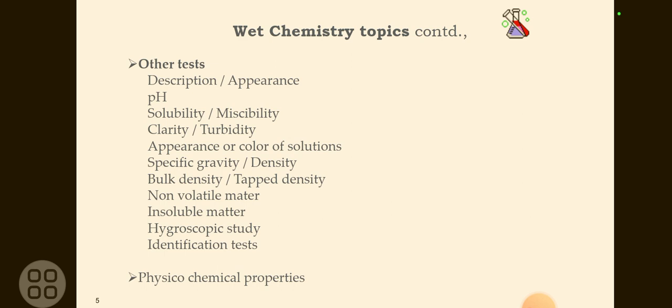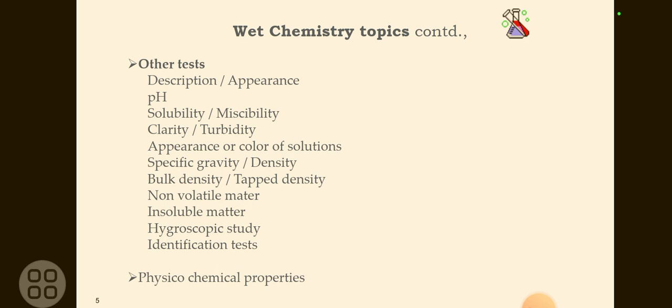And the solubility or the miscibility also. If the compound is a solid, we call it solubility, and if it is a liquid, we call it miscibility. And the appearance of the color of the solution: sometimes we have to check the color of the API by dissolving it in a particular solvent, and that color should match your standard color. And the specific gravity, that is nothing but density, bulk density and tap density.